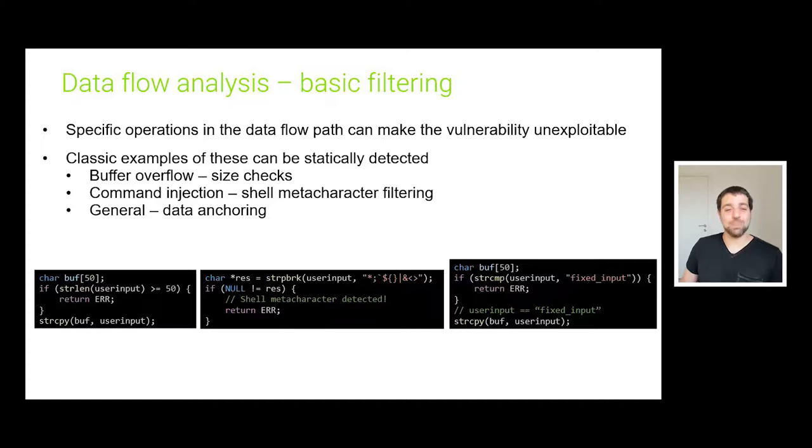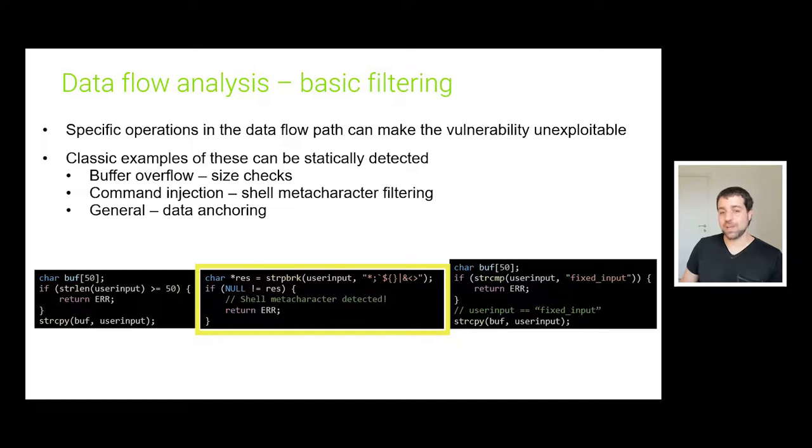Pretty simple. But because of this if condition, the code checks whether the length of the user input is bigger than the size of the buffer. This could be either just a literal value or sizeof buff, which will also be a literal value in the binary. If this branch actually happens, then we return error. So this is a classic old school buffer overflow check. You can still see this in embedded firmwares. But even though there's full data flow between the user input and the buffer, because of this check, there's no vulnerability. So you have to check for this filtering.